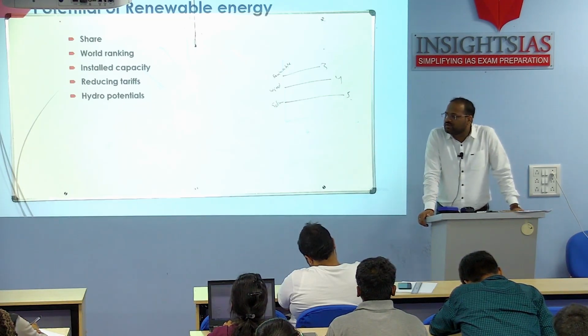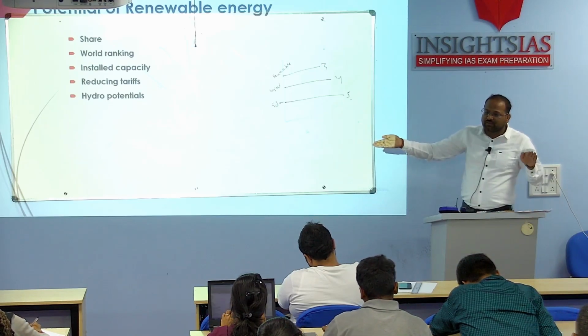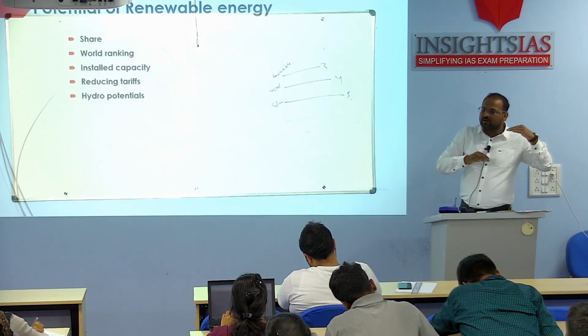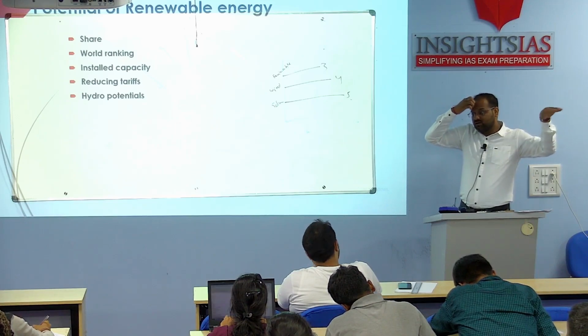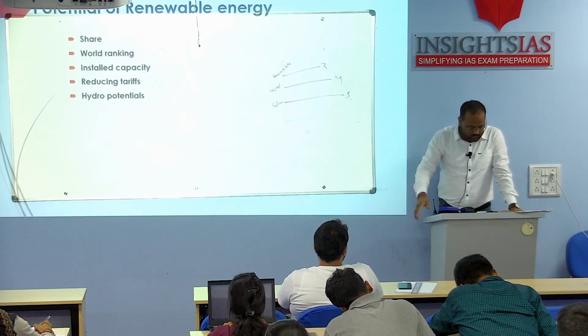Green Energy Corridor, what is the target? Whatever energy is being generated from these renewable energy sources should be shifted to the normal grid, the national grid. It should be merged with the national grid. So the project is still going on. Okay.